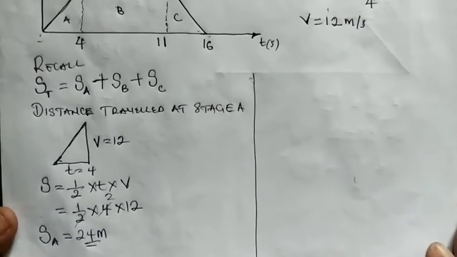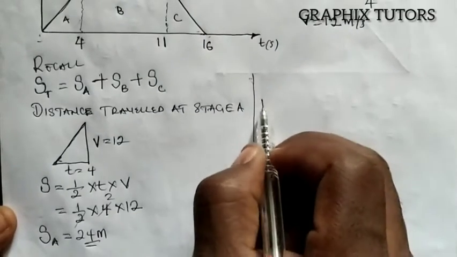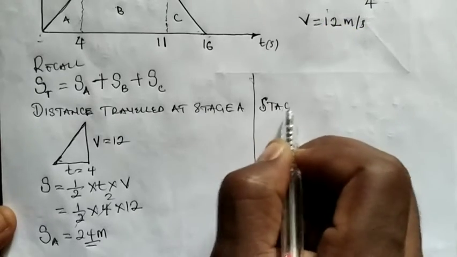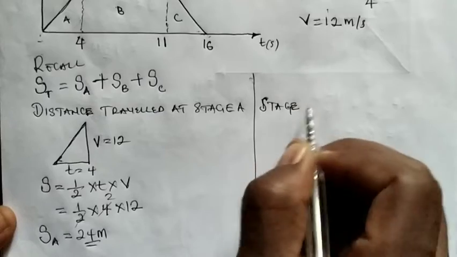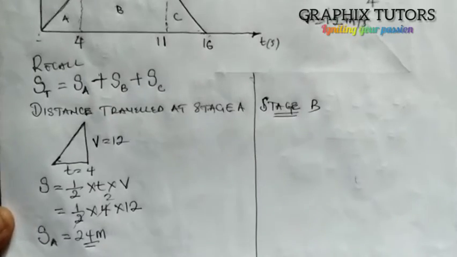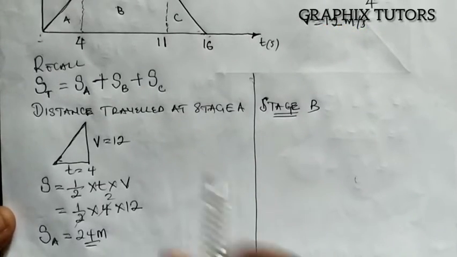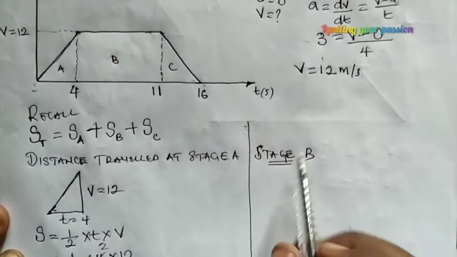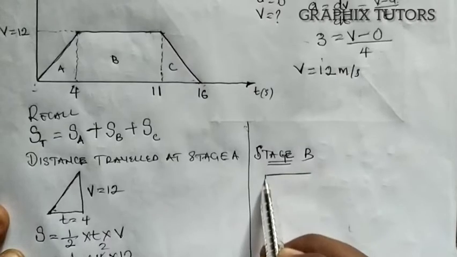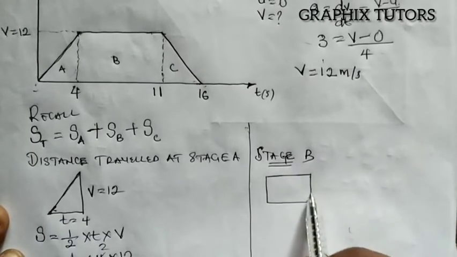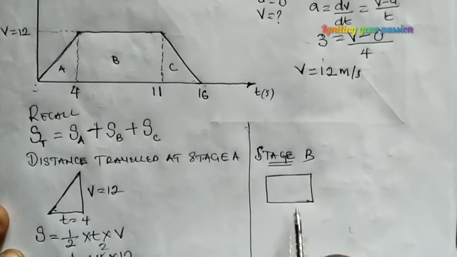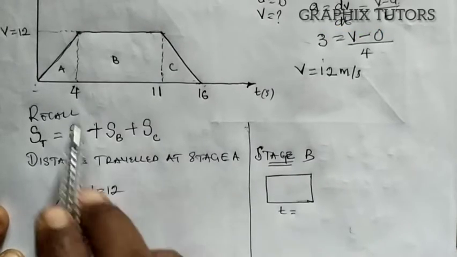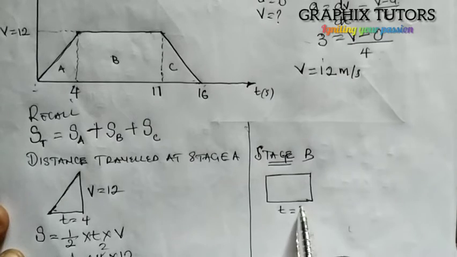So we say that distance, let us put distance traveled at stage B. At stage B, what do you notice? We are having a rectangle. So if I show you that we have this rectangle this way, the base here or the length here is T, and that is giving us 4 minus 11, that will give me 7.